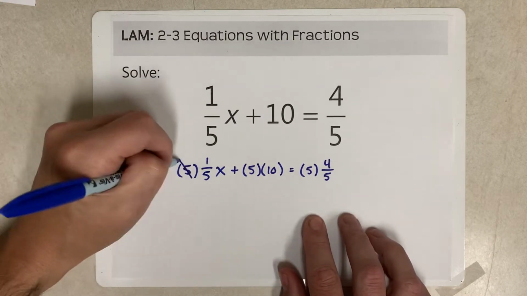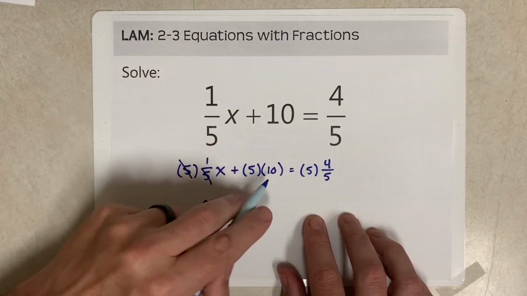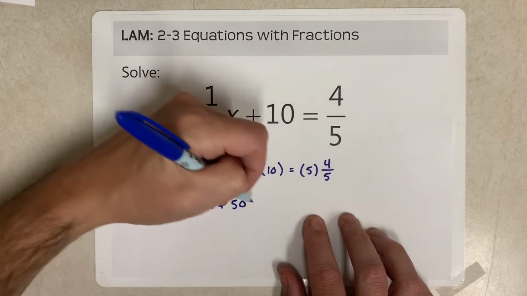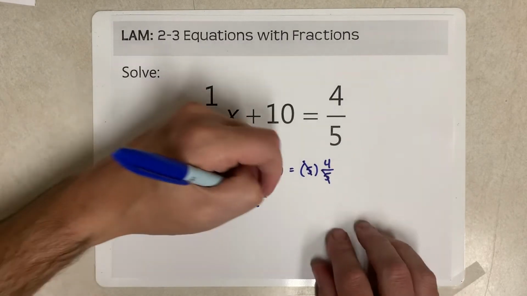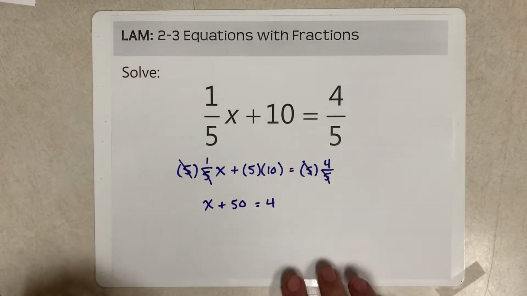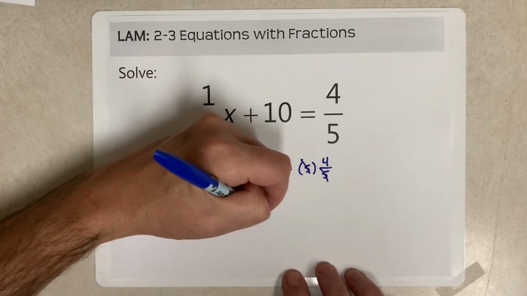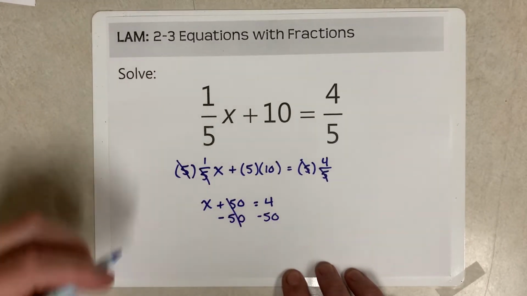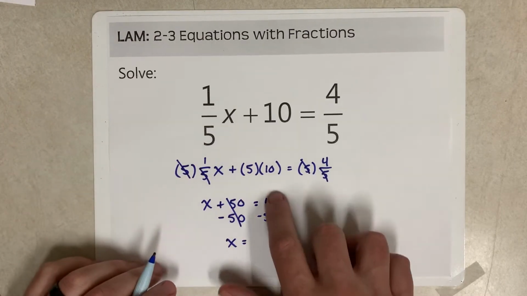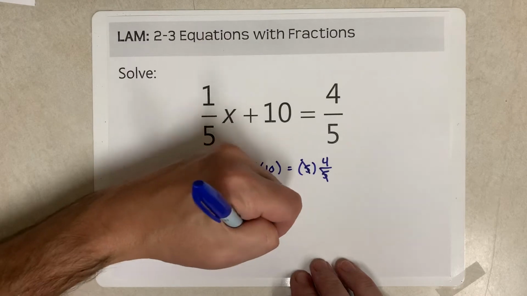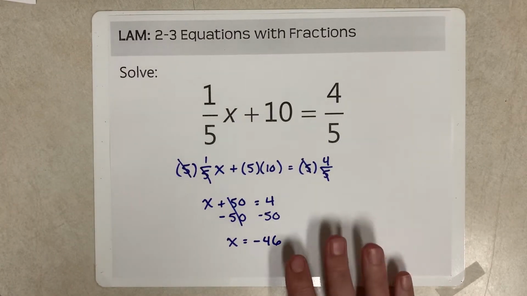All right, so these two 5's cancel out. 1x plus 5 times 10 is 50 equals, these two 5's cancel out, and it leaves 4. So it's a one-step equation this time. We're going to subtract 50. Subtract 50. Cancel that out. I'm going to bring my x down, equals 4 take away 50 is going to be -46, and that is it for that one.